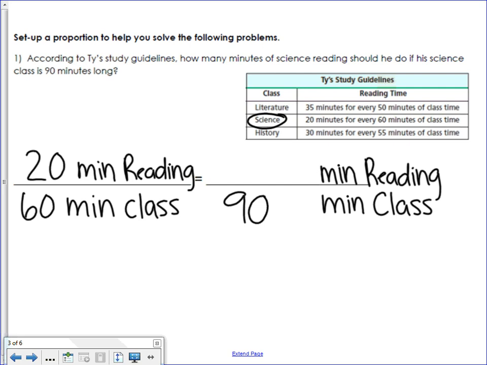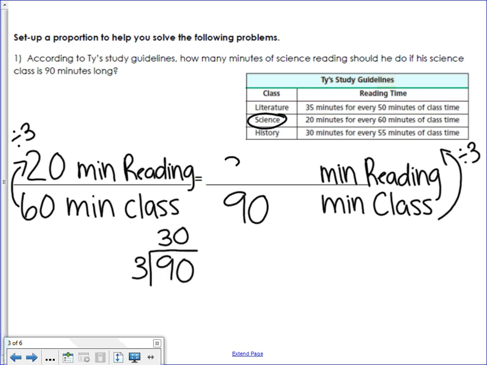So once again, I can either find a relationship within or a relationship between. I'm going to find my relationship within. To get from 60 to 20, I need to divide by 3. So to get from 90 to the reading time, I need to divide by 3. 90 divided by 3 is 30. So for a 90-minute class, Ty would need to do 30 minutes of reading.